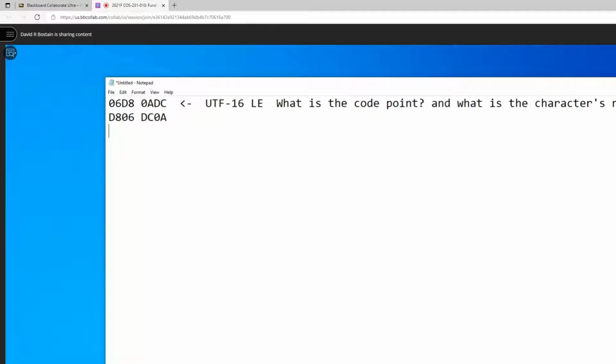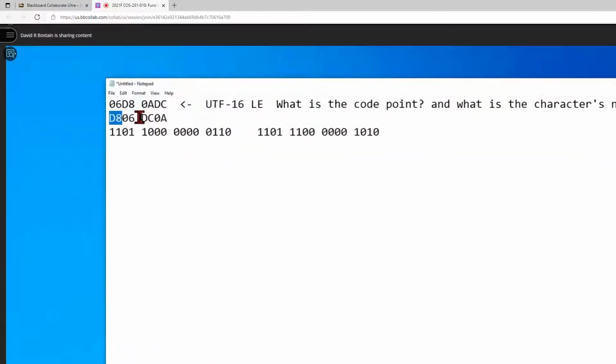Very much. Can you tell me what the binary is for this number? It would be 1101 1000 0000 0110 1101 1100 0000 1010. Okay, excellent.